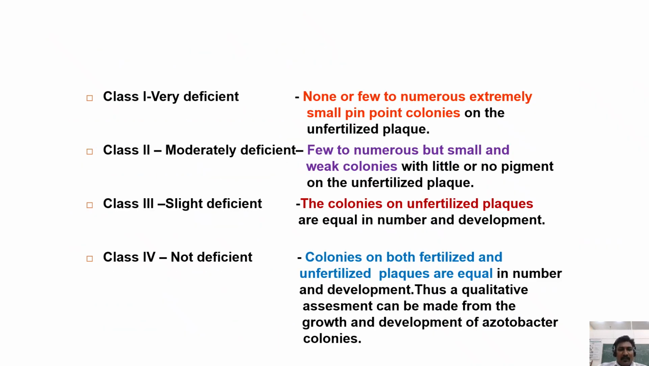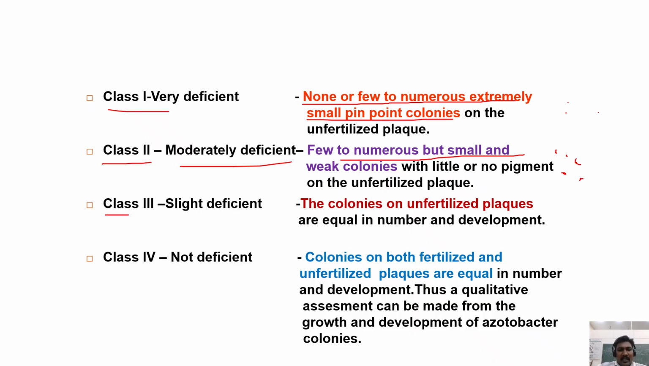Here, there are 4 classes. Class 1 is very deficient, where there are none, or few to numerous, extremely small pinpoint colonies. The growth is affected here because of the deficiency symptoms. In class 2, moderate deficiency, you can observe a few to numerous small, weak colonies. Some weak colonies you will observe like this.